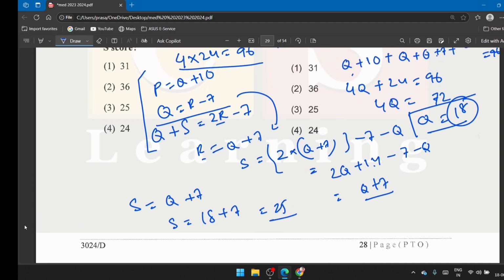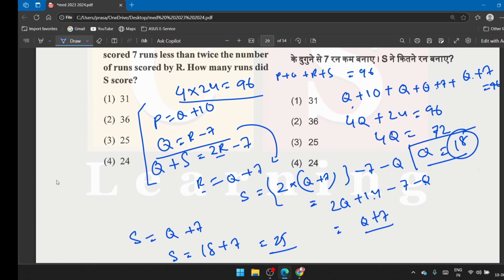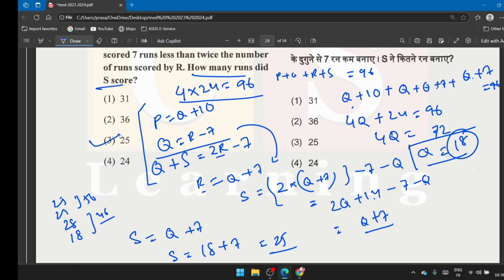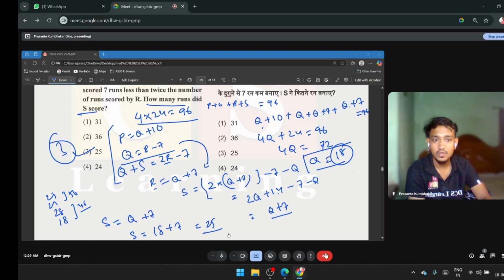R is also equal to 25. So 25 plus 25 is 50. Q plus 10 is 28, and Q is 18 itself, so this is 46. 50 plus 46 is 96. So how many runs did S score? 25. This is it for this.